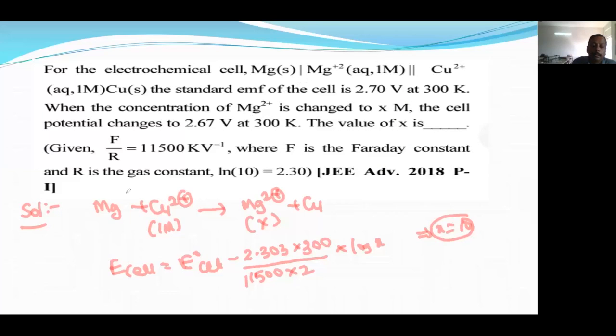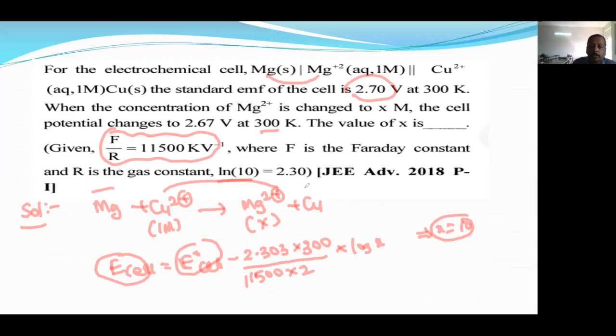Okay, here the reaction taking place: magnesium is undergoing oxidation, copper is undergoing reduction. So E cell is equal to, standard potential already given as 2.7, and E cell is given as 2.67. Okay. So the remaining values you can substitute, and you have to be very careful here. F by R is equal to, you have to take 11,500. Remaining temperature 300 Kelvin. Okay. So after substituting it, ln 10 is equal to 2.30. After substituting and simplifying, X you will get 10.